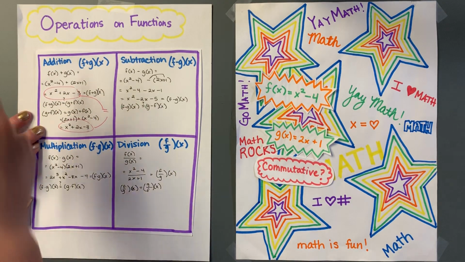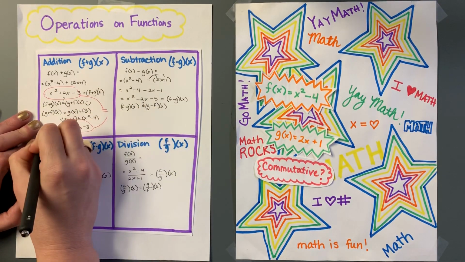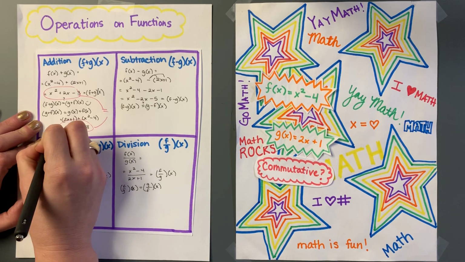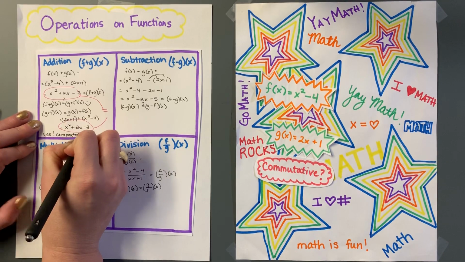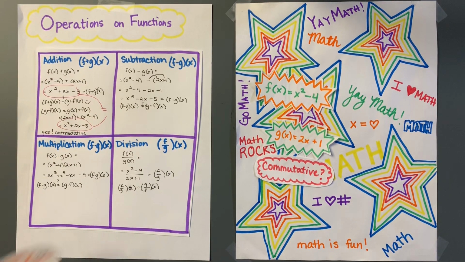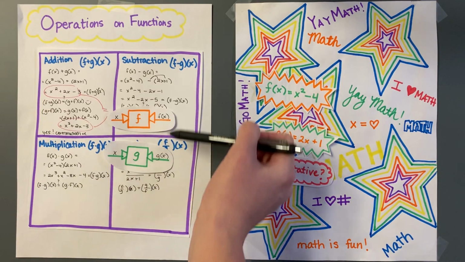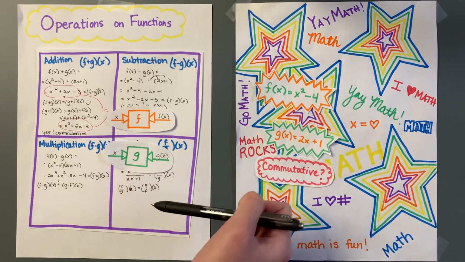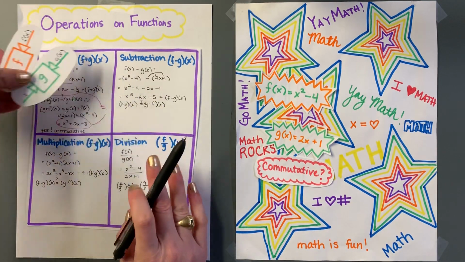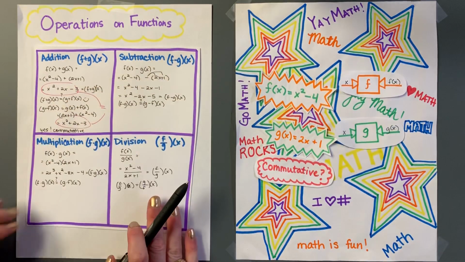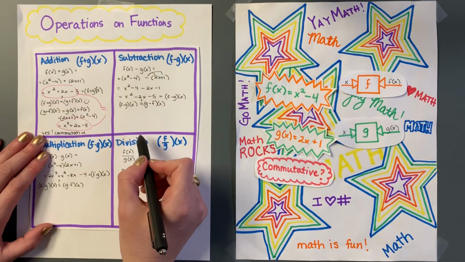Giving me two equal statements. So yes, these are commutative. And if we think about what we're doing, this makes sense. I'm taking the same value of x and inputting it into each function, and I'm getting an output and then adding those outputs together. So addition of real numbers is commutative, so it would make sense that the addition of two functions would also be commutative. So now let's look at subtraction.